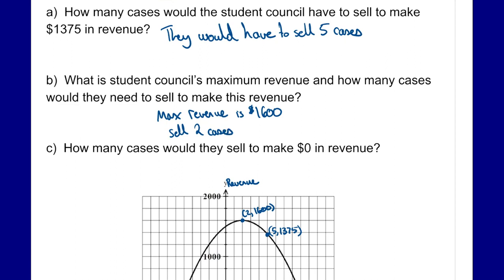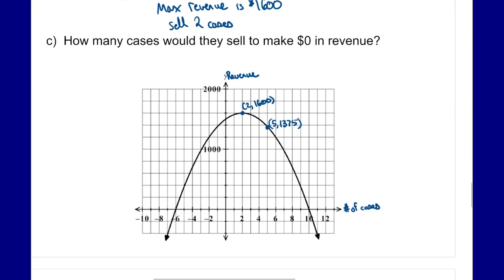How many cases would they need to sell to make $0 in revenue? So again, we're looking for a revenue of 0. Here we see 2 points where the revenue is 0, at (10, 0) and at (-6, 0). However, can we sell negative cases? In this case, we can't. We can't sell negative cases, so we're only worried about the positive x-intercept, which would be 10.